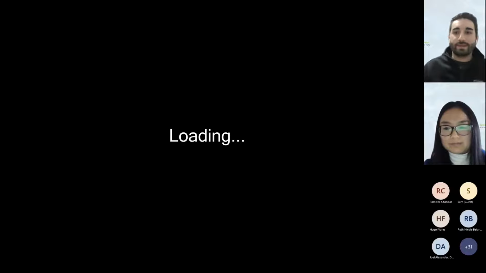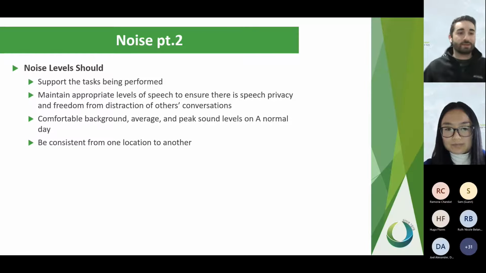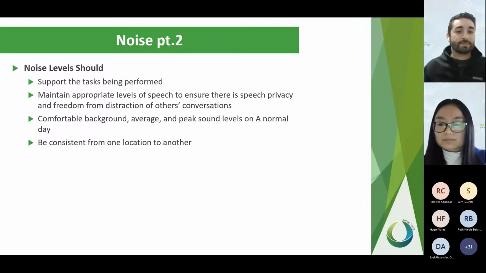Okay. So pretty much I explained this all and then I got cut off. But yes, we have the four different sources of noise inside of the office environment or the non-industrial indoor environment. And then the types of noise levels that should be present should support the tasks that are being performed. So let's say there needs to be a lot of communication. They need to have appropriate levels of speech, so they shouldn't be yelling at each other. But at the same time, somebody sitting across the office shouldn't be hearing them, and they should have the freedom to talk without distracting others.